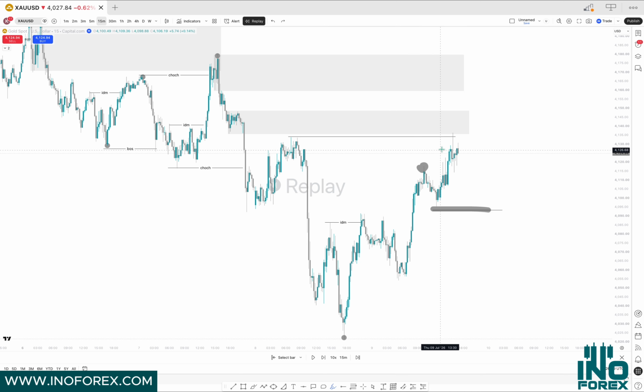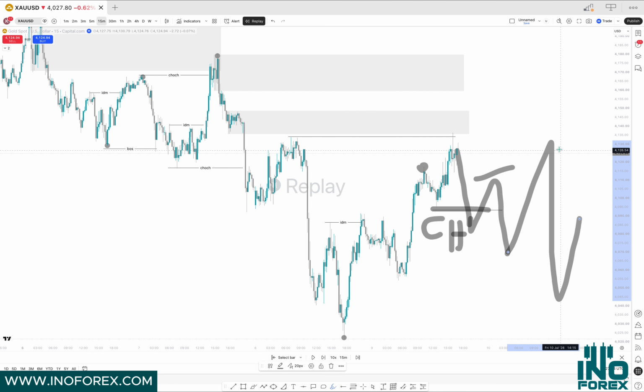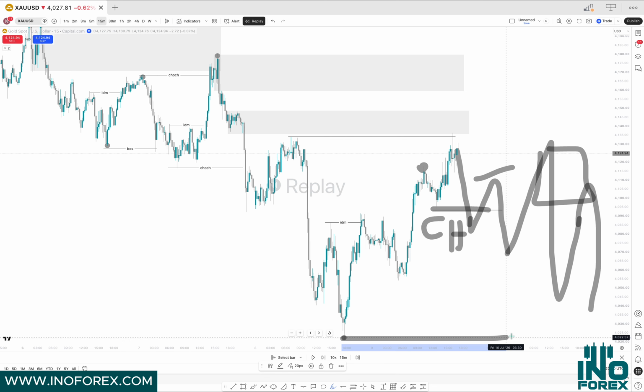So if market break this recent low, if market create a choke, we will enter in the trade after market takes inducement. We're waiting inducement. We're waiting market to create inducement. After inducement, we will take the trade. We'll take the trade to the order flow market created here and TP to the previous lower low.